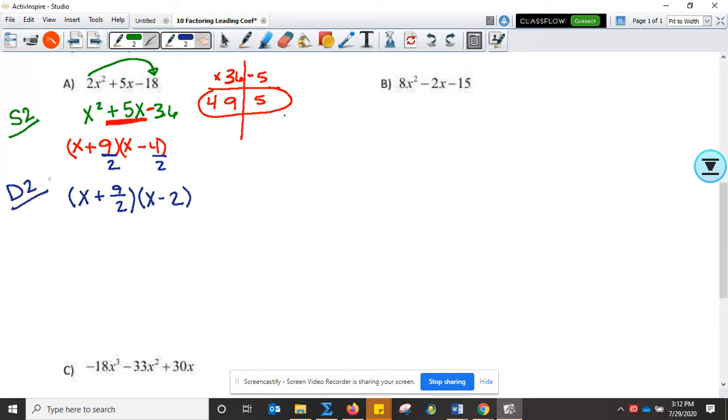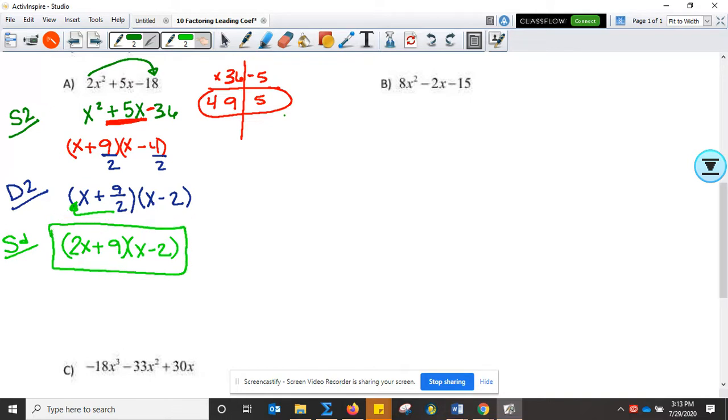Now I'm going to slide my denominator. My denominator is going to go in front. So that's going to be 2x plus 9, then x minus 2. And that's your final answer. Be sure you complete all these steps before you end. The final answer is not up here. You've got to keep going.